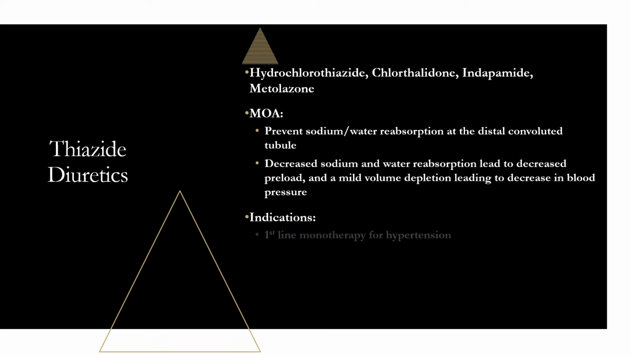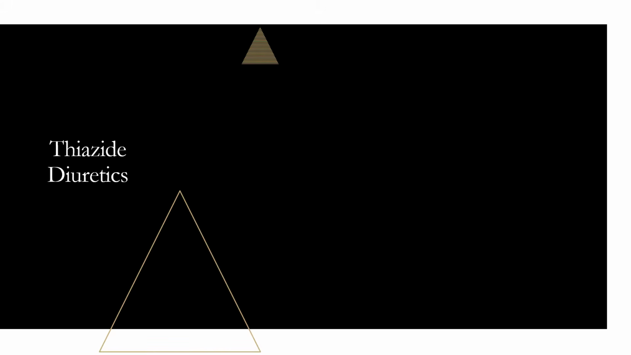Now, as far as indications, this is a first-line monotherapy for hypertension in your non-complicated hypertensive patients. And then another thing that you can use it for as well is peripheral edema. So if you have this excess fluid in the body, you can use thiazide diuretics, and they work pretty well. Not as good as your loops, which we'll go over after, but that is another option for peripheral edema.